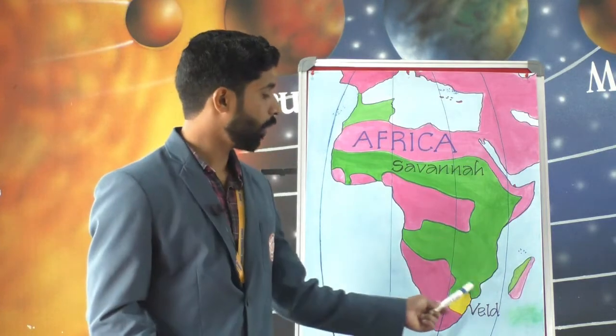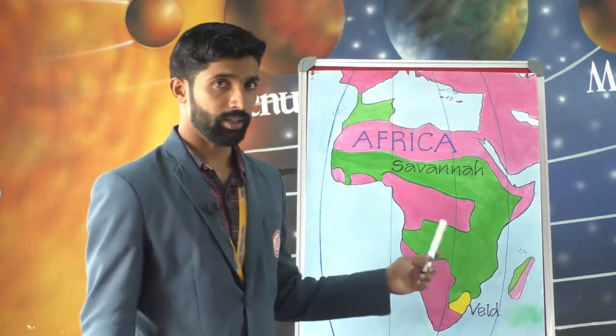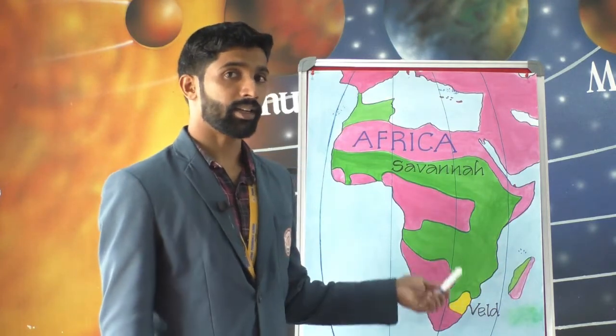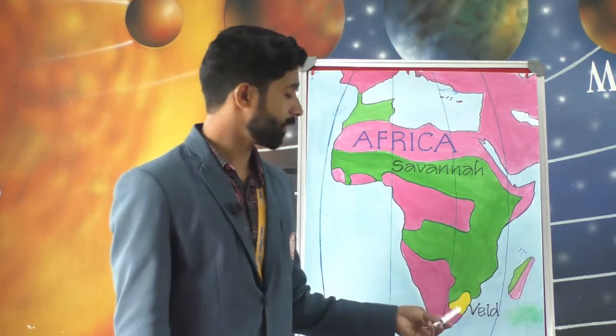And this yellow color, only this much. These grasslands lie between the Drakensberg Mountains in the southeast and the Kalahari Desert in the northwest. Okay, so the location: it lies between the Drakensberg Mountains in the southeast and the Kalahari Desert in the northwest.